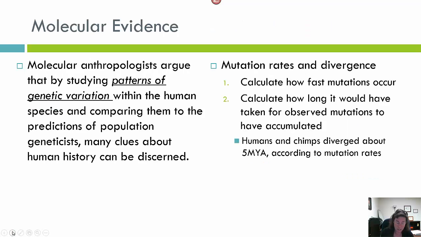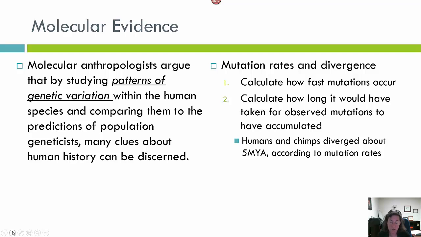As is often the case when molecular anthropologists hear that there's a large controversy in paleoanthropology, they assume that looking at the genetic data will provide exact answers. Molecular anthropologists argue that by studying patterns of genetic variation within the human species and comparing them to predictions of population genetics, many clues about human history can be discerned.